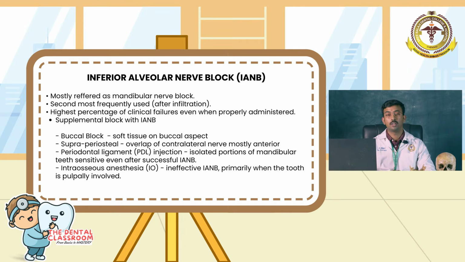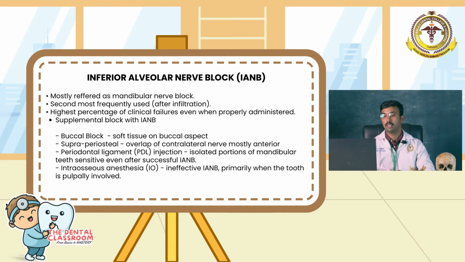The supplemental blocks for the inferior alveolar nerve block include the long buccal nerve block to achieve anesthesia in the buccal aspect of the mandibular molars, supraperiosteal injections which overlap the contralateral nerve mostly in the anterior region, periodontal ligament injection which gives anesthesia to isolated portions of mandibular teeth that remain sensitive even after a successful IANB, and intraosseous anesthesia which is required when there is an ineffective IANB, primarily when the tooth is pulpally involved.